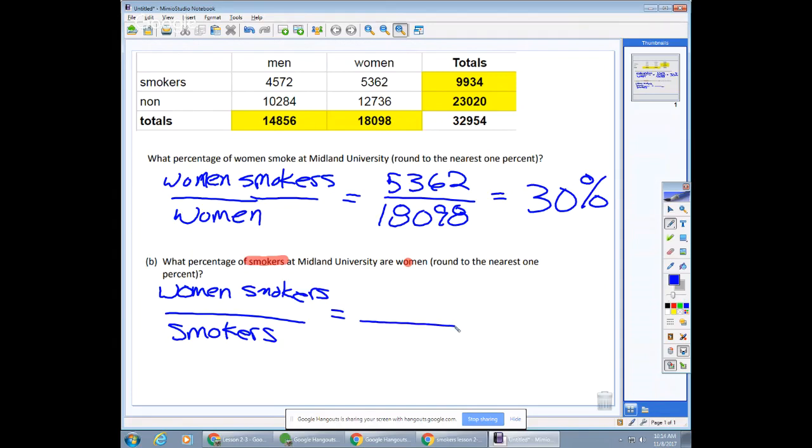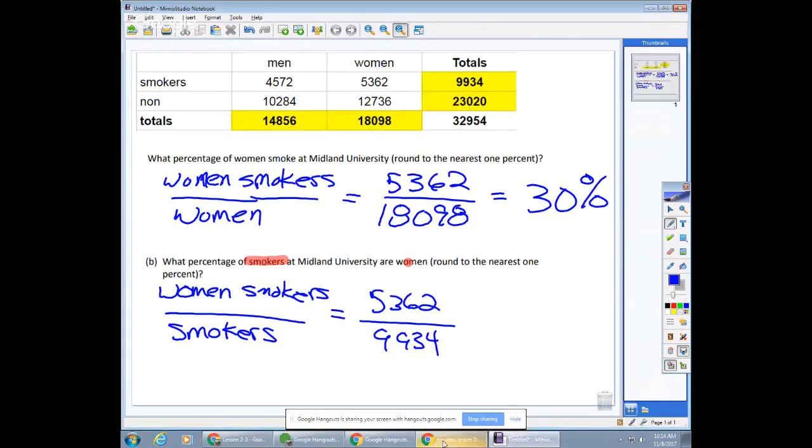So let's see, smokers is my denominator. That is 9,934 total smokers in this survey, and 5,362 of them are women. So same numerator, different denominator, because of the way the question is worded.